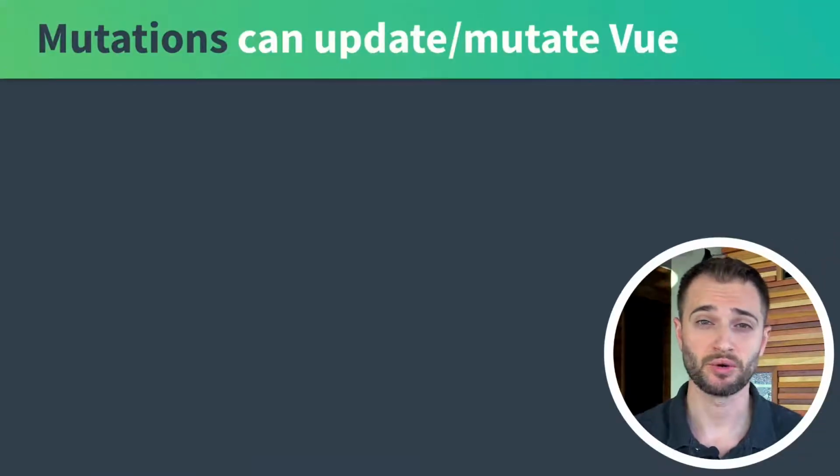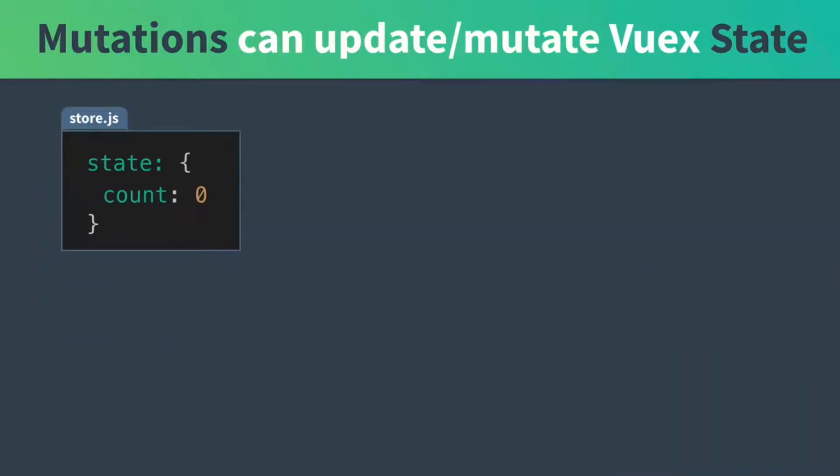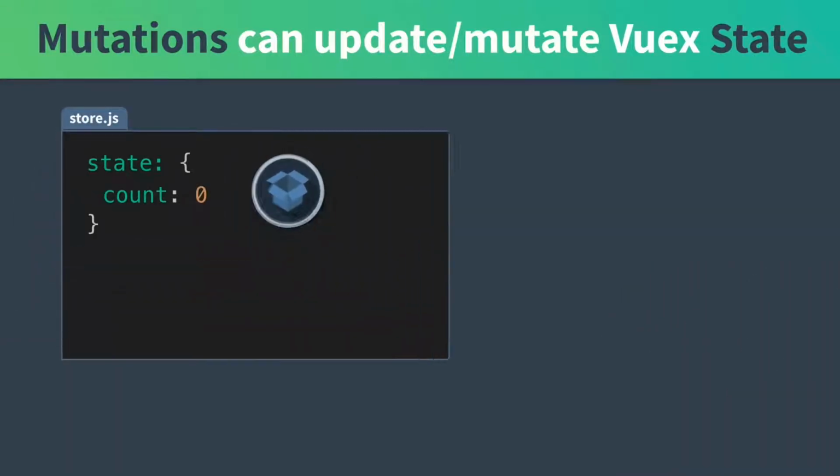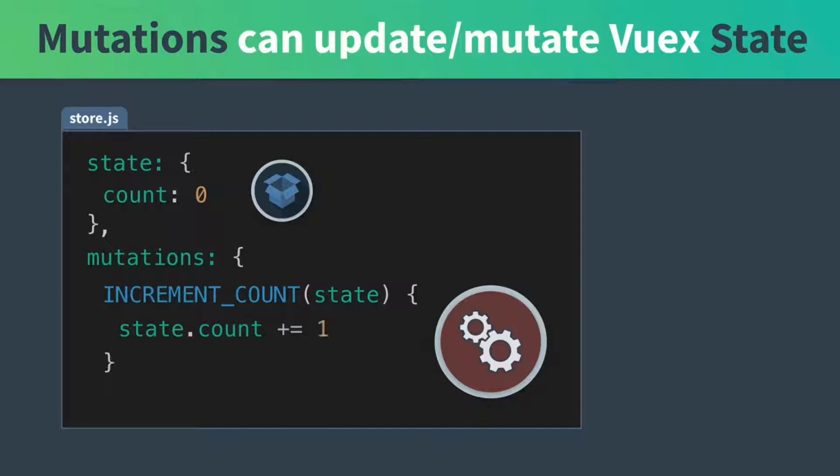Mutations can update or mutate the Vuex state. Now, if our store had the state of count, for example, we could write a mutation and call it increment count. It can take in this state and use that state to increment the count by 1.